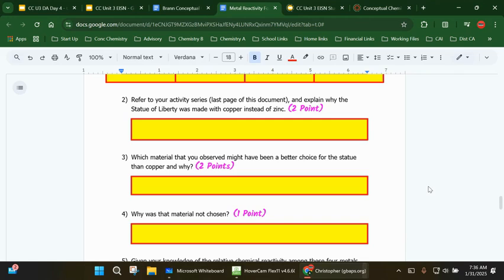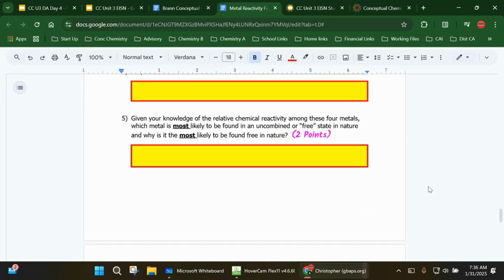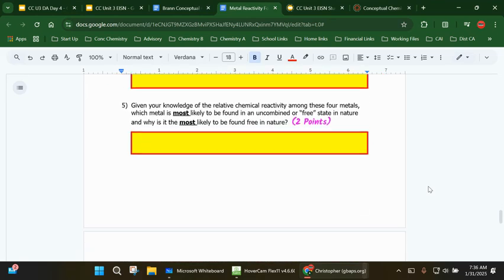Question number 2, there is a material that you used in the lab that might have been a better choice than copper for the statue. If we use copper because of where it is, its reactivity compared to zinc, what would have even been a better choice there? Question number 4, why was this material not chosen? We did all of that yesterday. We were on this question, ladies and gentlemen.